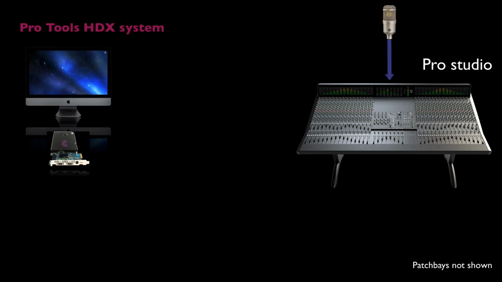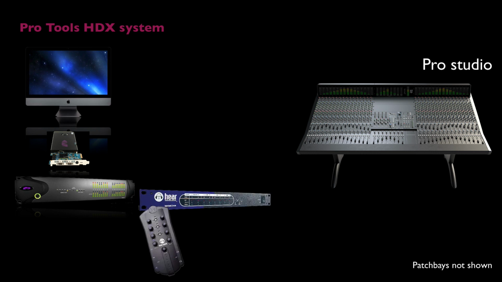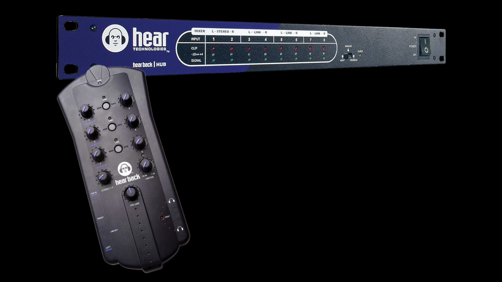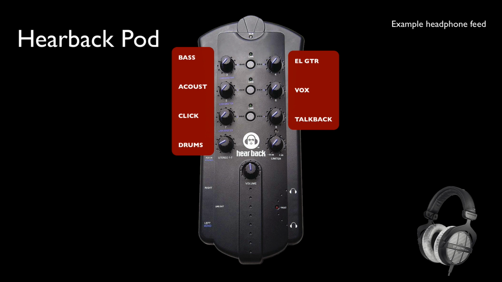Attached to the PCI card is a set of Pro Tools audio interfaces. In our studio, we have 32 inputs and outputs available. We then dedicate some of these outputs to feeding a specialized headphone management system called the Hearback. The Hearback is responsible for all headphone distribution, and we can distribute 4 stereo or 8 mono audio channels into the studio. It has a pod system which allows performers to mix their own headphones from a control panel.